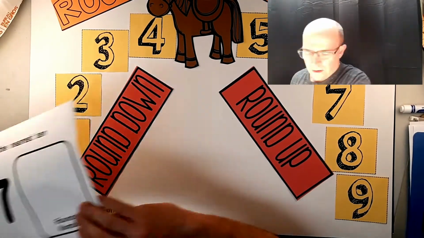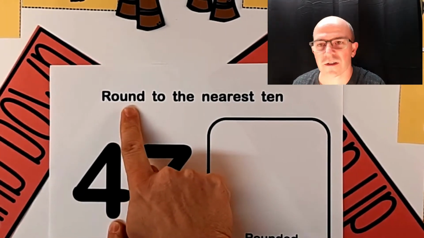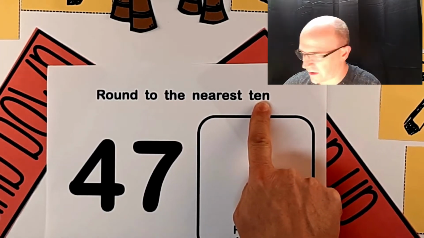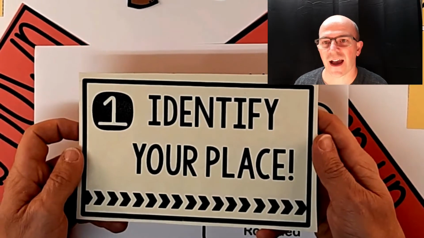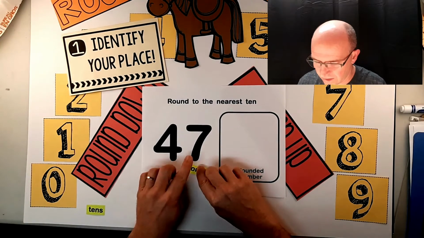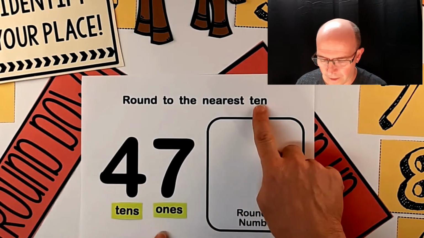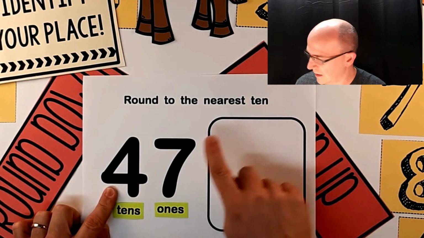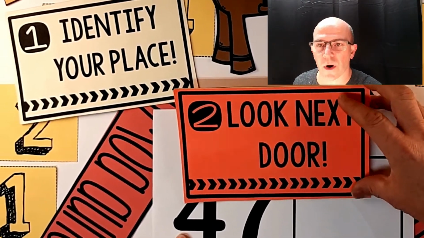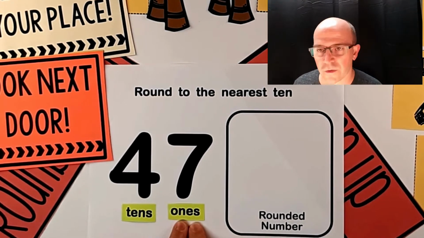How about the number 47? Our instructions say round to the nearest 10. I remember step 1 from earlier said, identify your place. That's talking about place value. So I know this is my ones column, and this is my tens place. I'm rounding to the nearest 10. Step 2 says to look next door. So I'm going to look to the right of the tens column now, over here at the ones.